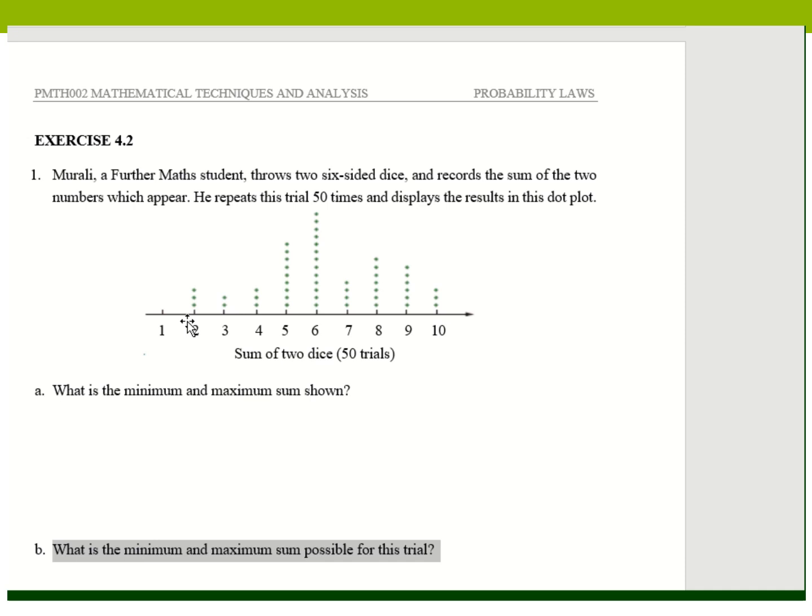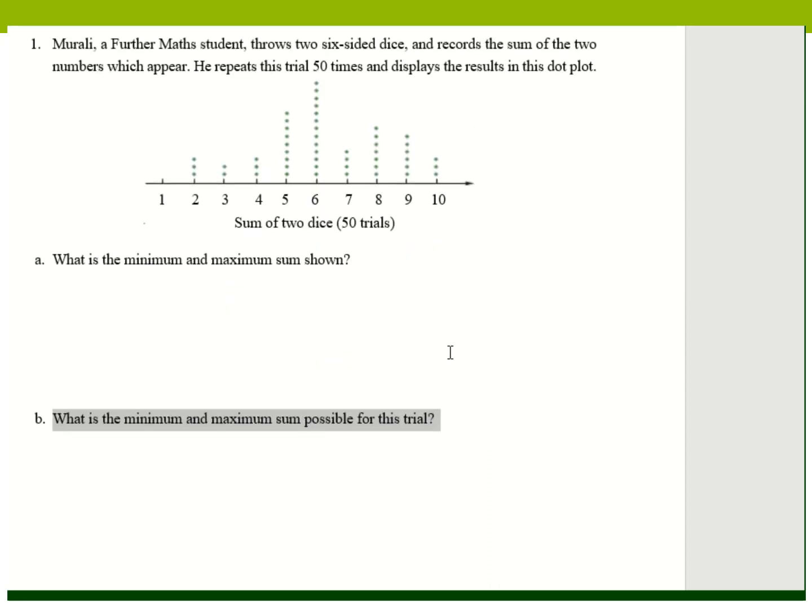The minimum is obviously 2 because you're rolling 2 dice, right? Both the dice come out 1, 1, that would be the minimum. Okay, what would be the possible maximum? 12, right? 6, 6. If both the dice I get 6 and 6, it will be 12. It is just that in this experiment, they never got 6 and 6. So the sum possible will be 2 and 12.